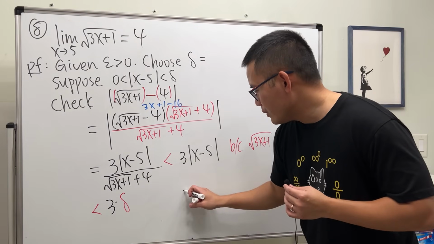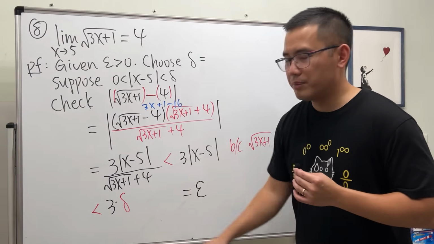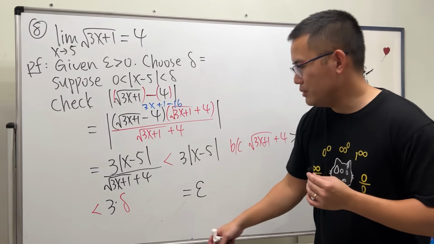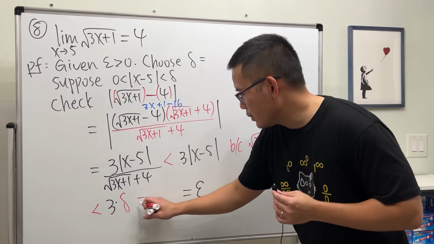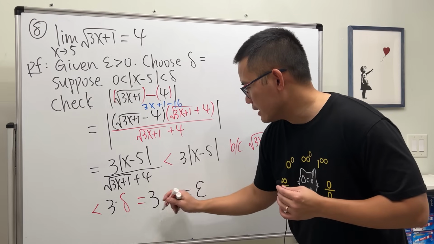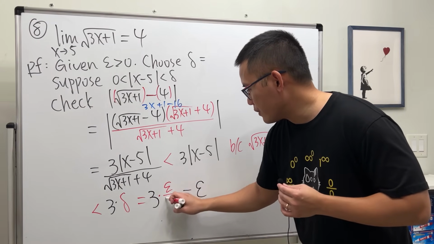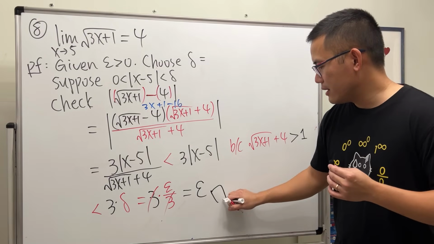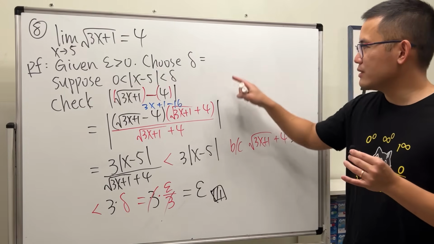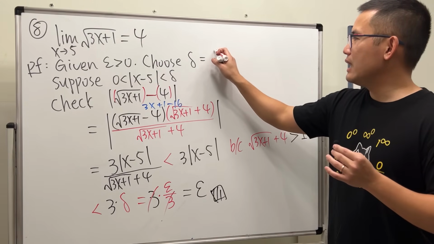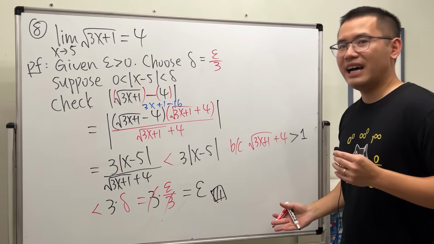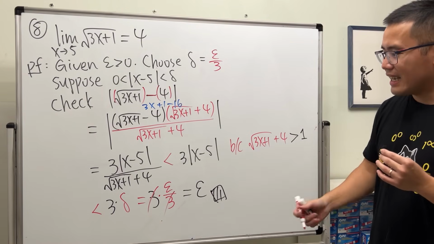At the very end, we want to end up with epsilon. So delta should be equal to what? Delta, epsilon was 3. So I will just say this is equal to, the 3 is still here, but delta will be epsilon over 3. Cancel, cancel, done. Don't worry, I haven't forgotten to put delta to be epsilon over 3. Now it's done, just like that.